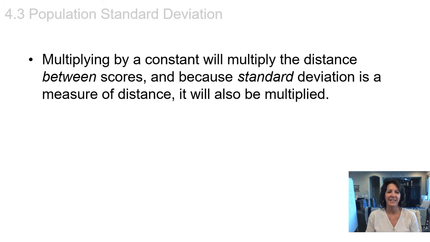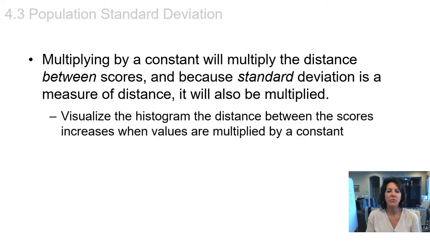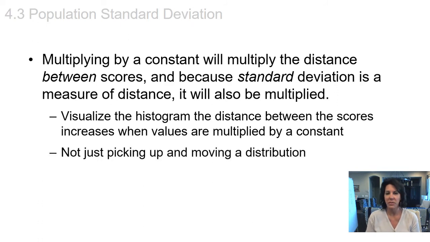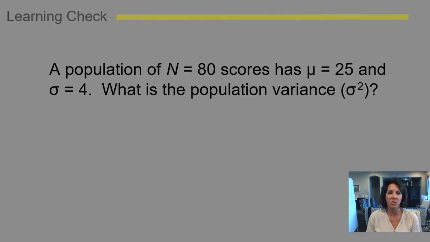But if we multiply every score by a constant, the distance between the scores will change, and because it does, the standard deviation will also be multiplied by that same number. If you visualize a histogram and you multiply each score by 2, for example, the distance between those scores will increase. So we're not just picking up and moving a distribution, but actually increasing the distance between points in the distribution.